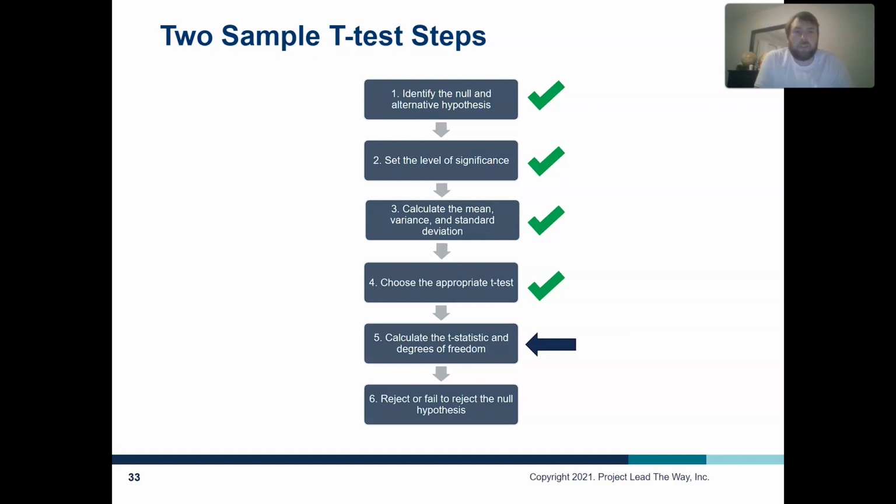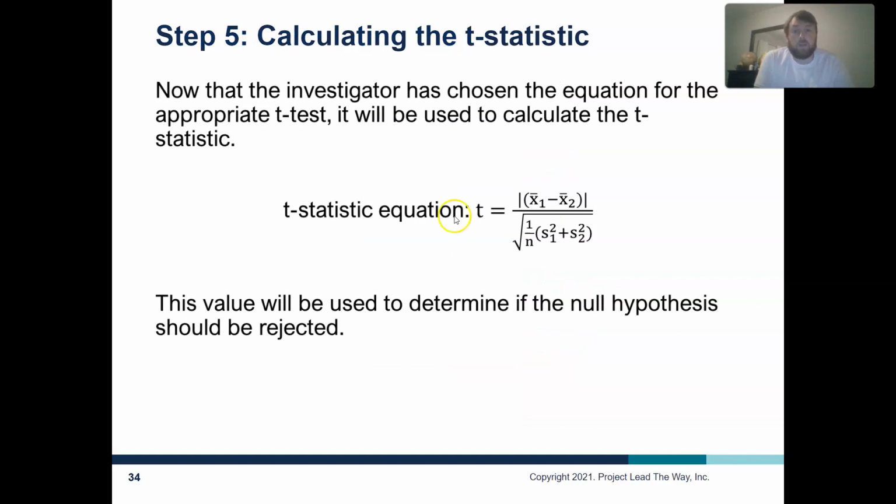After we select the proper t-test, we actually have to calculate the t-statistic and find the degrees of freedom within our test result to be able to determine whether we can reject or fail to reject the null hypothesis. So here is that formula that we just chose for our investigation on LDL. I believe this formula is listed again right before the Roman numeral 5.